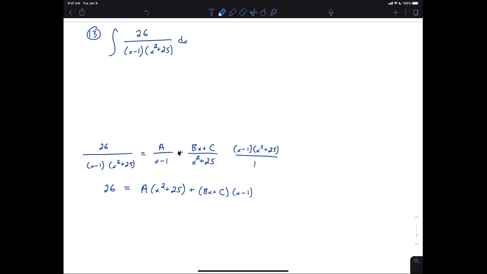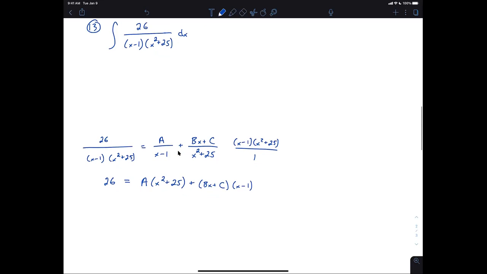All right. So then we're going to distribute the a now. So we get ax squared plus 25a. And now we're going to multiply out these binomials. So bx times x is bx squared. This is the distributive property, or FOIL, or whatever you call this. It's technically called distributive property, but we get there.